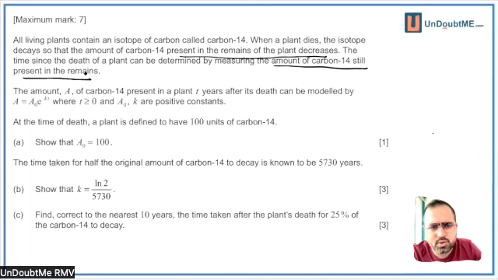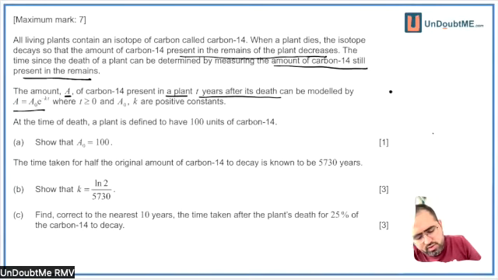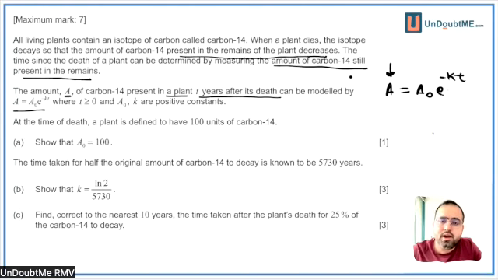So they are talking about that only. The amount A of carbon-14 present in a plant T years after its death can be modeled. So first thing, you should understand this formula carefully. A is the amount of carbon-14 which is present in the plant after T years. The plant has been dead for 10 years.